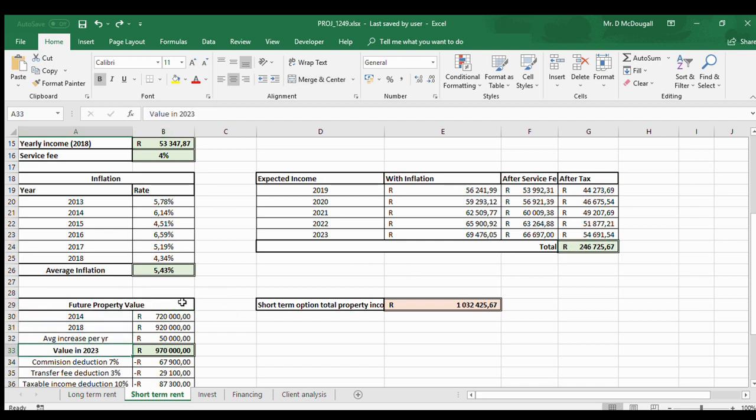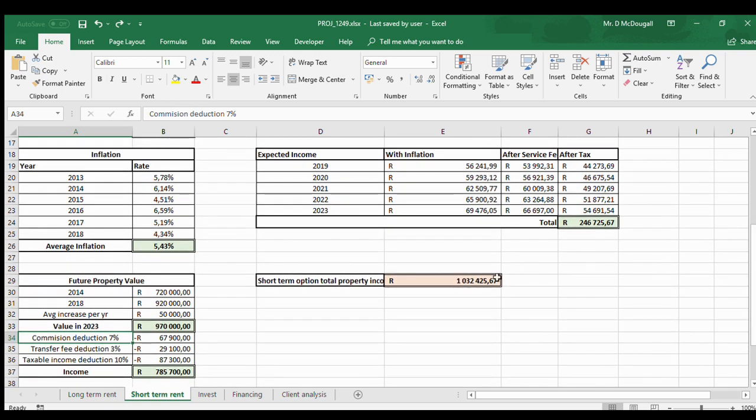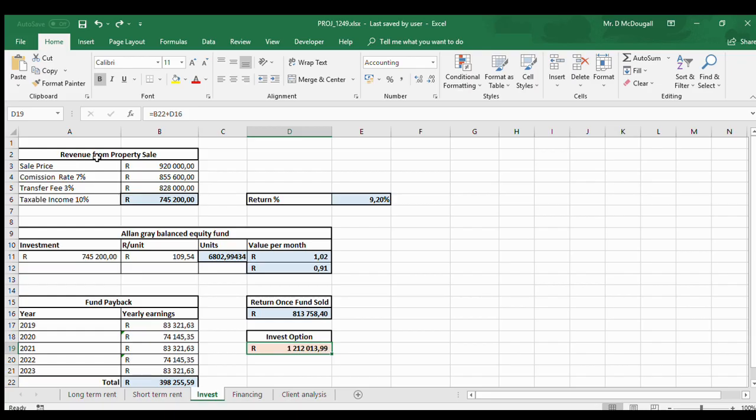The future property value that was calculated previously was then also used to calculate the short-term option's total property income. The sale price from 2018 was used. A commission rate of 7% was deducted because of the agent, and a transfer fee of 3% was also deducted. These were obtained from sources on the internet. Taxable income of 10% was also seen as the way to go. The final revenue from the property sale after deductions was calculated.